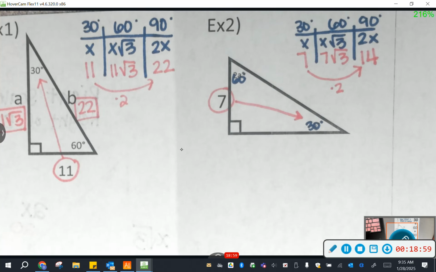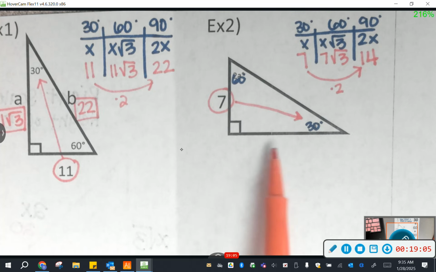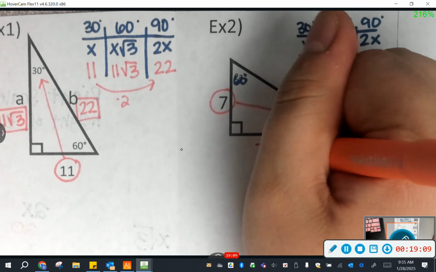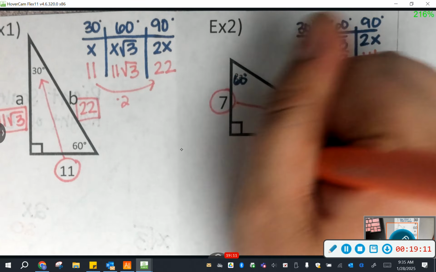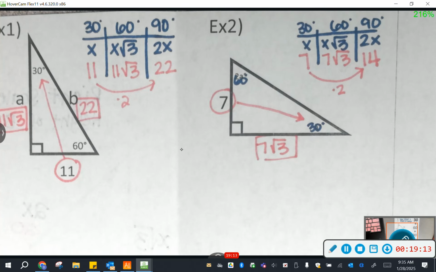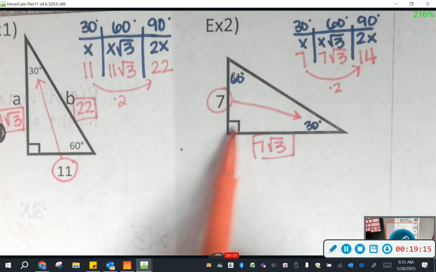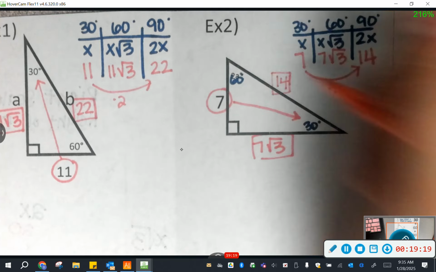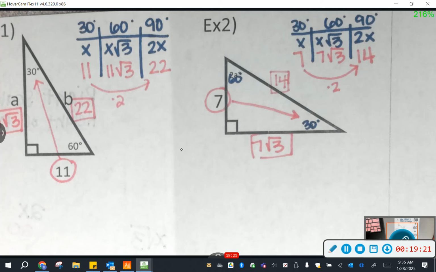Now, last thing you got to do is put it where it goes on the triangle. What's going to go down here? What is this across from? 60. So what's going to go down there? What's in my 60 column? And then what's going to go on the diagonal? 14, because that's across from my 90. Do I have any questions?